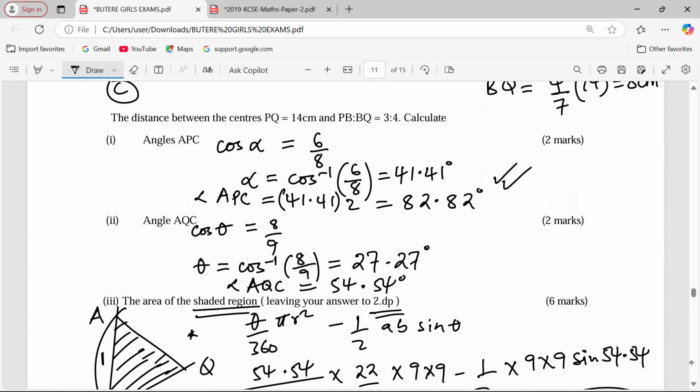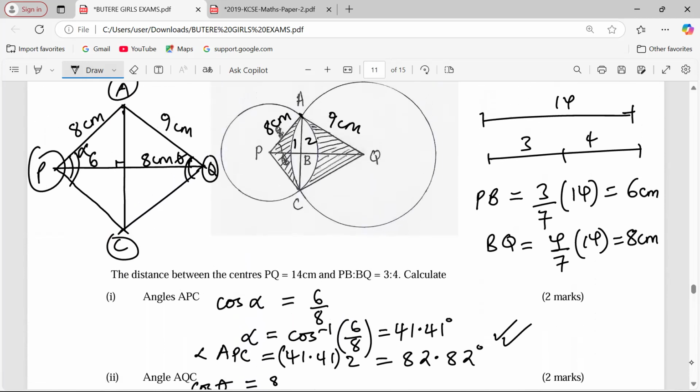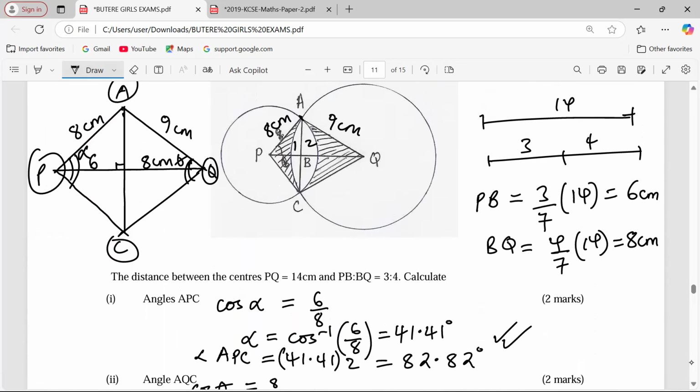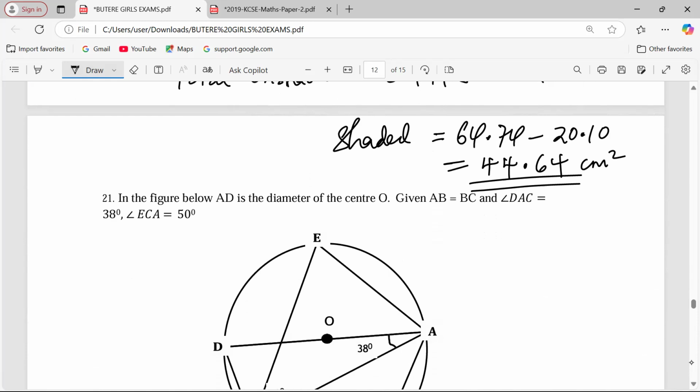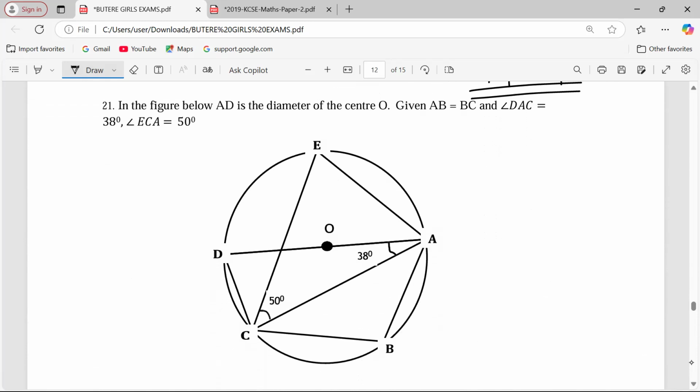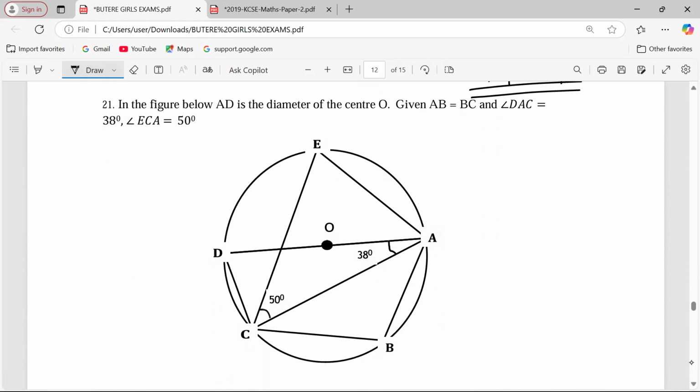Shaded region to 2 decimal places. So the shaded region is this one and this one. So that is what you're supposed to add. So I hope you have followed keenly. Let's get to number 21 now.